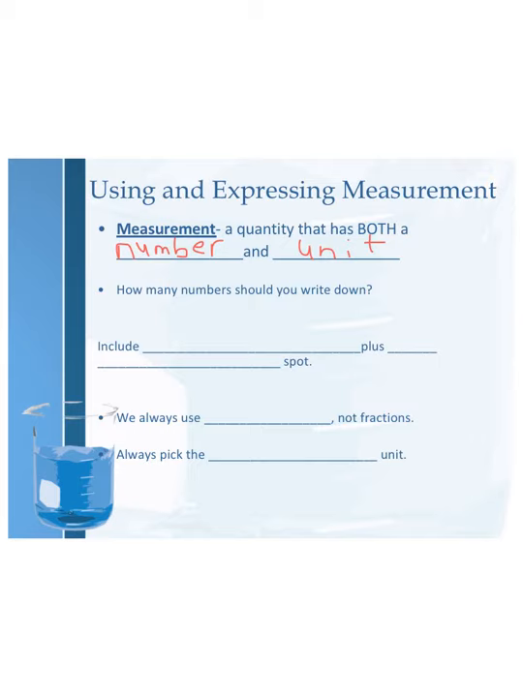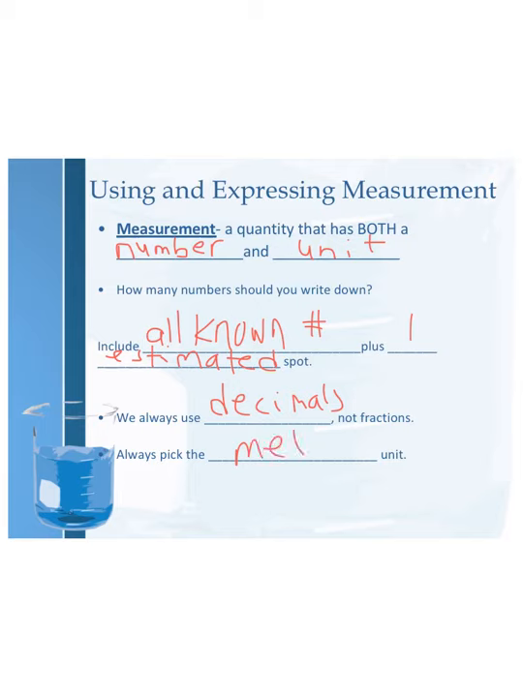So what we want to include: all known numbers, plus 1 estimated spot. Now in science, we always want to use decimals, not fractions. And again, we want to use the metric unit.